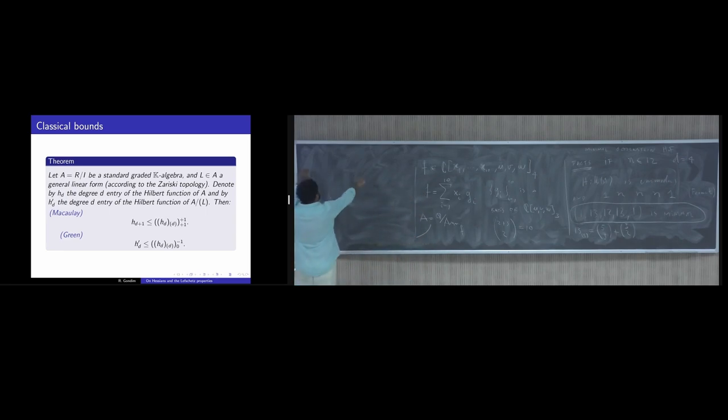Suppose, on the contrary, that 1, 13, 11, 13, 1 is Gorenstein. If it is Gorenstein, and I take L, a general linear form, I can use the short exact sequence with the conductor. So it's the Hilbert function of R modulo I, R modulo (I : L), R modulo (I, L).